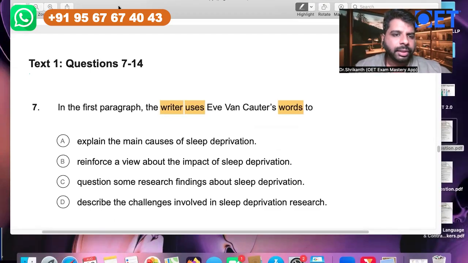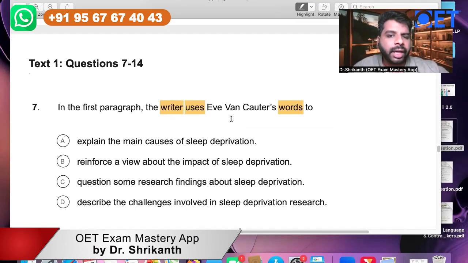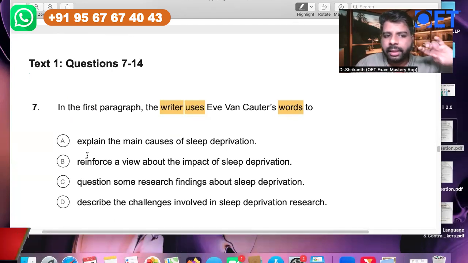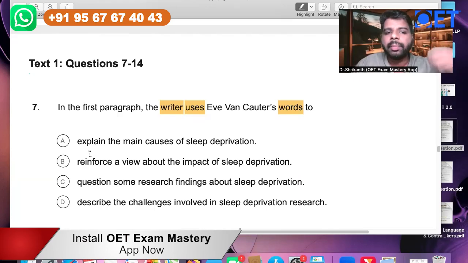The seventh question is: in the first paragraph, the writer uses E. Von Cotter's words too. So why is he using E. Von Cotter's words? What are answer options A, B, C, and D? All are reasons, all are purposes.